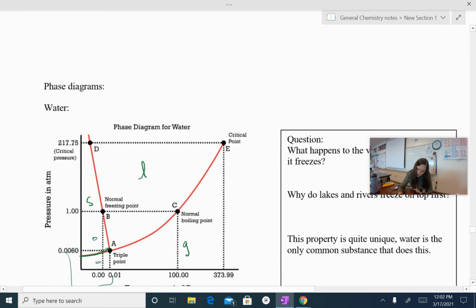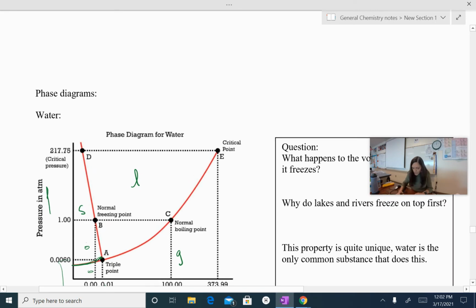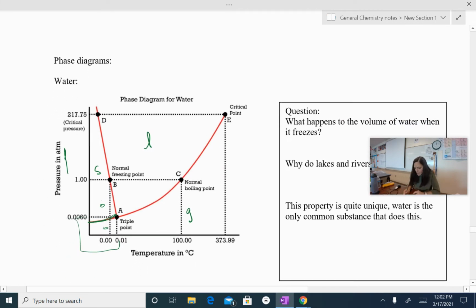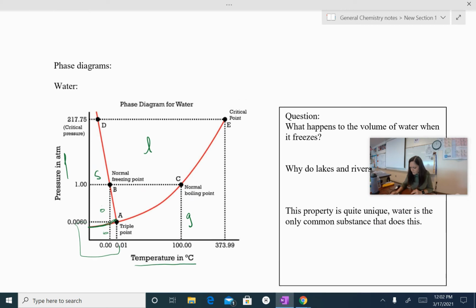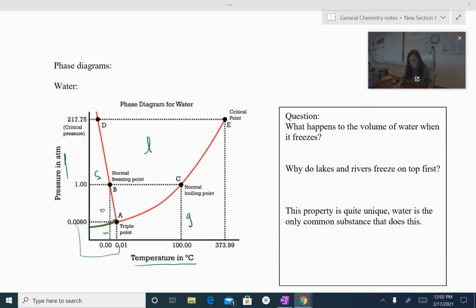Okay, along our y-axis, we have pressure. And pressure can be done in atmospheres, it can be done in millimeters of mercury, it can be done in pascals, all kinds of different units. And temperature along the x-axis. And we usually have temperature in Celsius. I've never seen one in Fahrenheit. That's really weird to see one in Fahrenheit. Okay, so let's look at this.